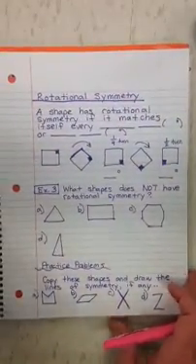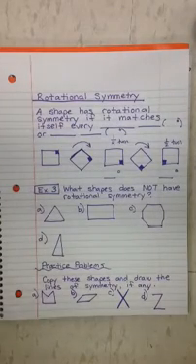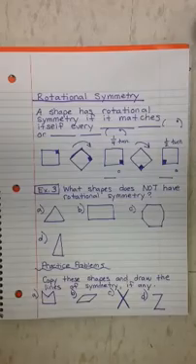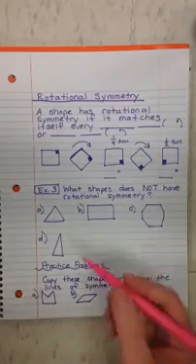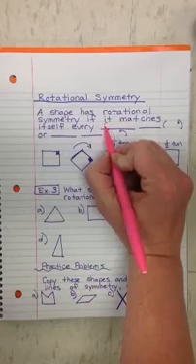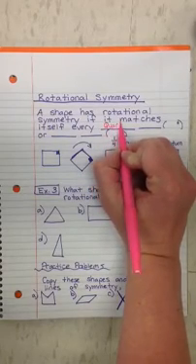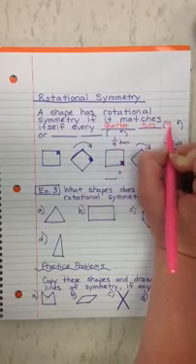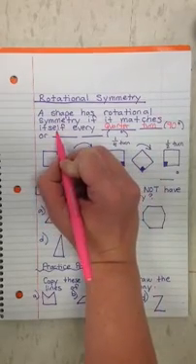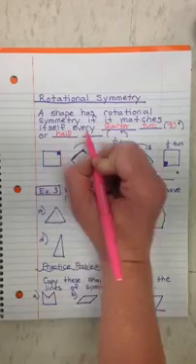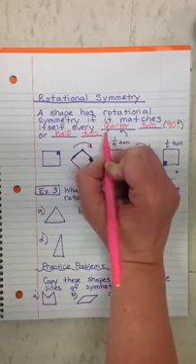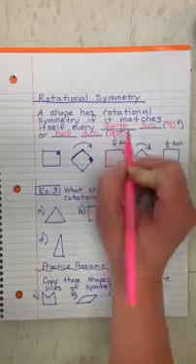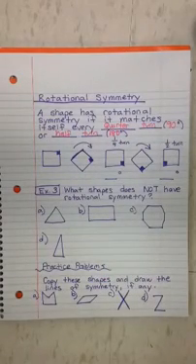Now there is a second kind of symmetry called rotational symmetry. This one I was not familiar with. This was new to me. A shape has rotational symmetry if it matches itself every quarter turn, which is 90 degrees, or every half turn, which is 180 degrees.